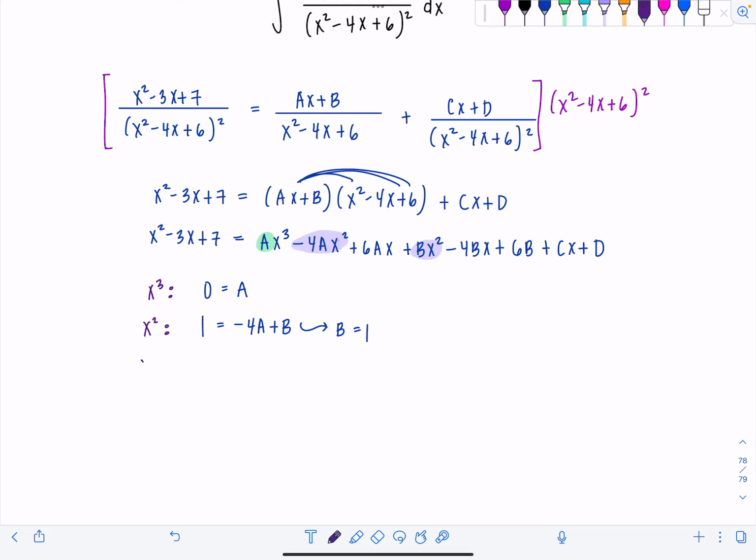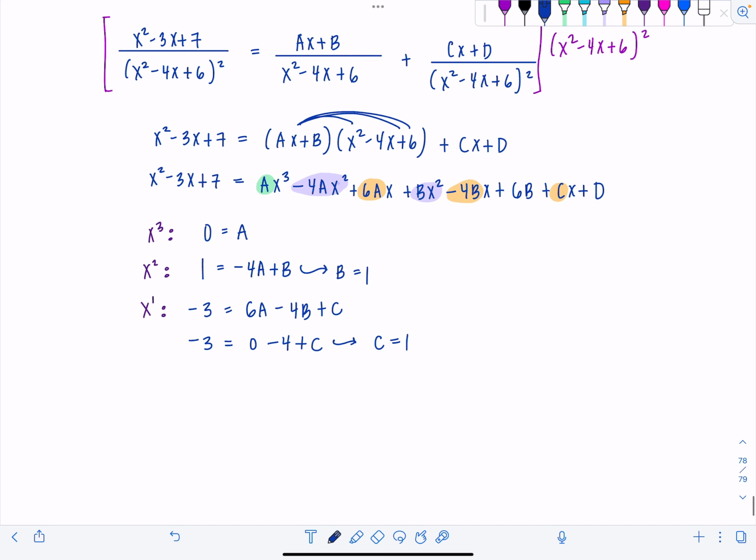Okay, keep going. X to the first. What's the coefficient of x to the first on the left-hand side? Negative 3. And negative 3 is going to equal 6a minus 4b plus c. Well, I already know a is 0. And I know b is 1. And then if I add 4 to both sides, I can determine that c is equal to 1.